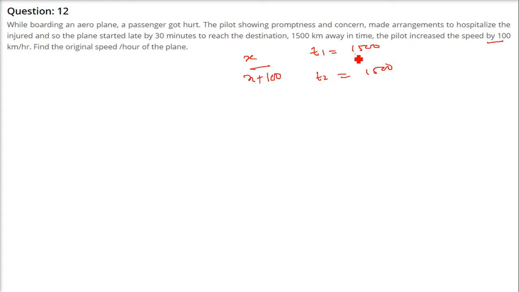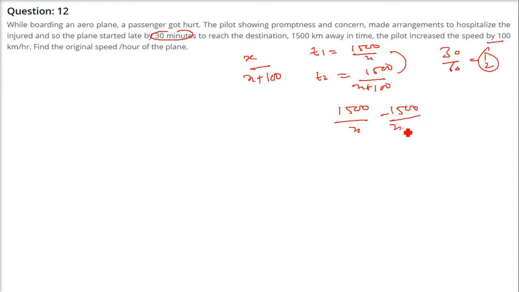Here we take the speed as x, and here we take the increased speed. And what is the difference of time? It is 30 minutes. 30 by 60 is half an hour. So the difference of time is half. So 1500 by x minus 1500 by x plus 100 gives you half. I'm taking 1500 outside.